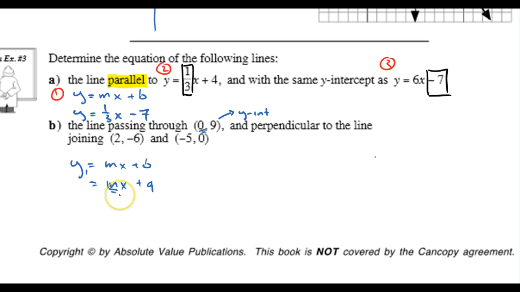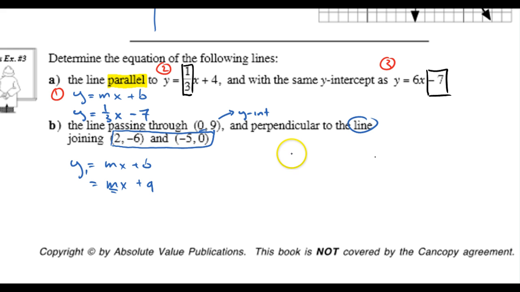But we still got to get our slope. So what's the other piece of information? Well, it says that our line is perpendicular to this third line here. And this line here goes through the points 2, negative 6 and negative 5, 0. So I gotta use some other information now to get the slope for our line. Well, I'm going to calculate the slope for this line and use that information to get my slope. So what is the slope of this third line that has these points?